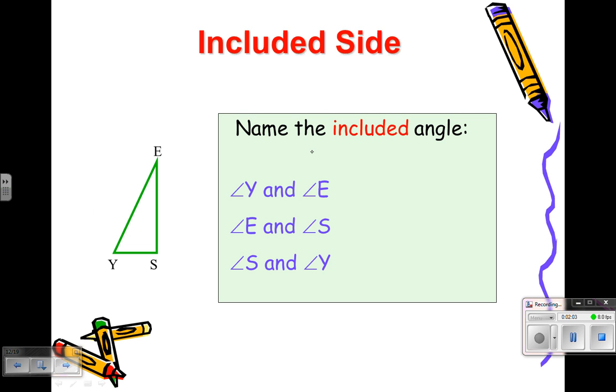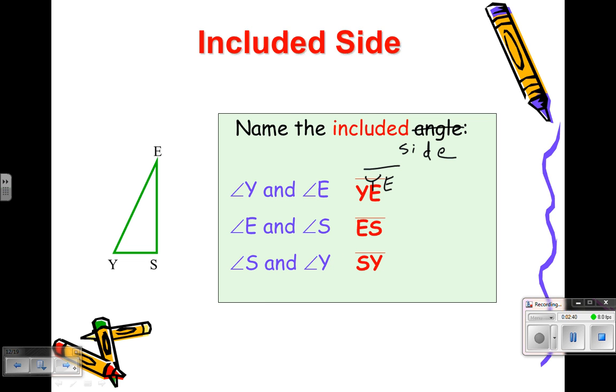So take a second and try to name the included side here for these angles right here. All right, so the included side between angle Y and angle E is going to be segment YE. The included side for the angles E and S is going to be segment ES. And finally, the included segment for angle S and angle Y is going to be segment SY.